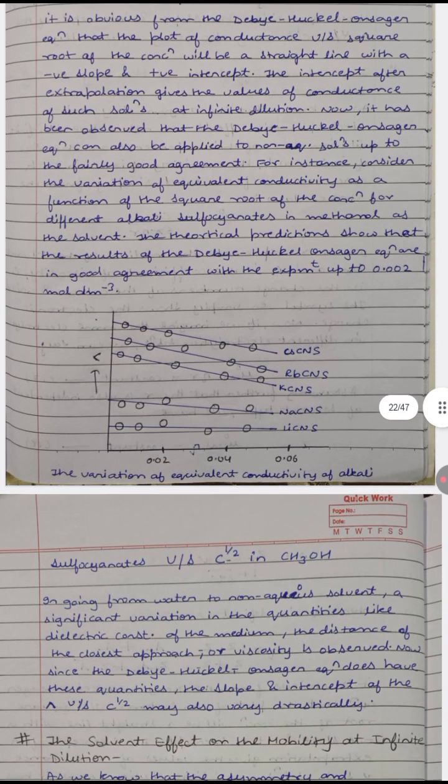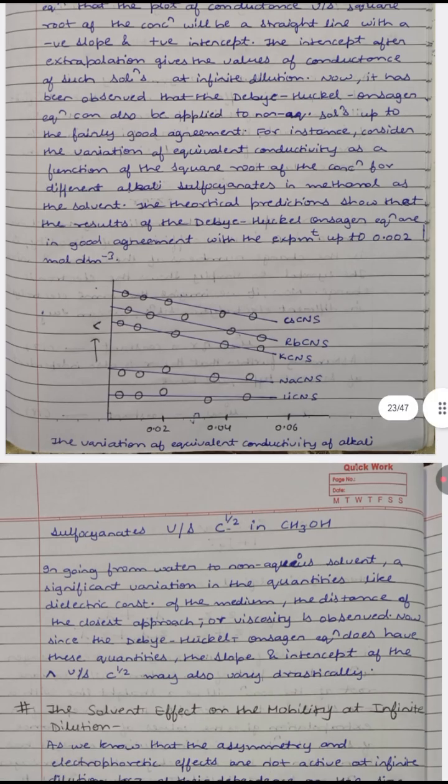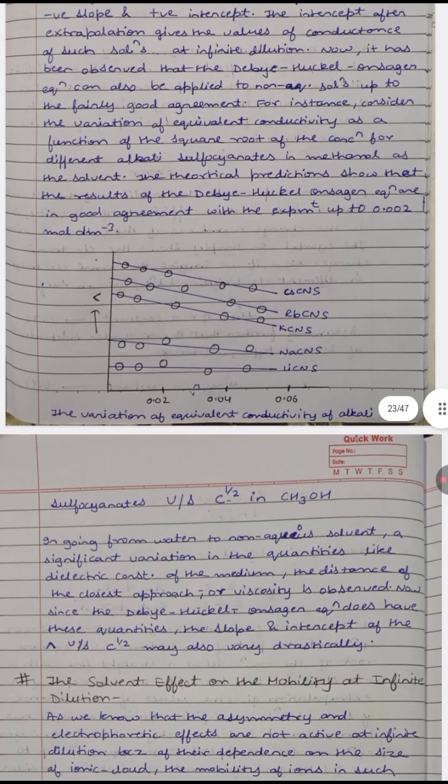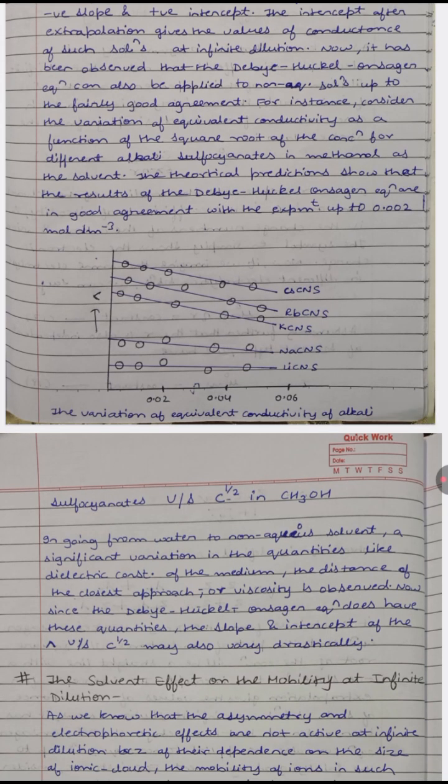It is obvious from the Debye-Huckel-Onsager equation that the plot of conductance versus square root of concentration will be a straight line with a negative slope and positive intercept. The intercept after extrapolation gives the value of conductance of such solutions at infinite dilution.